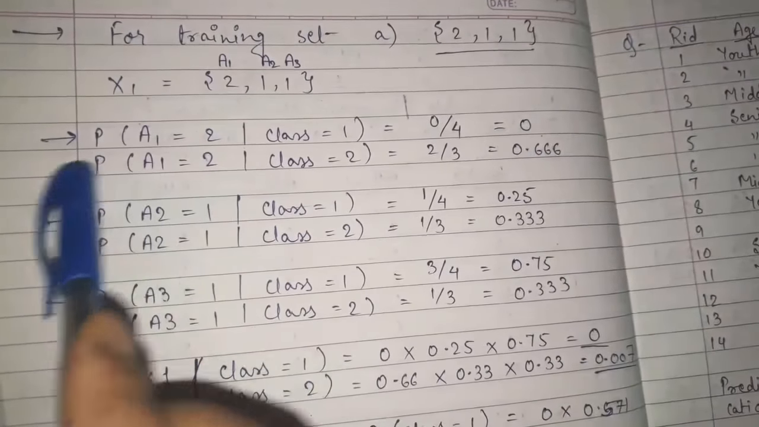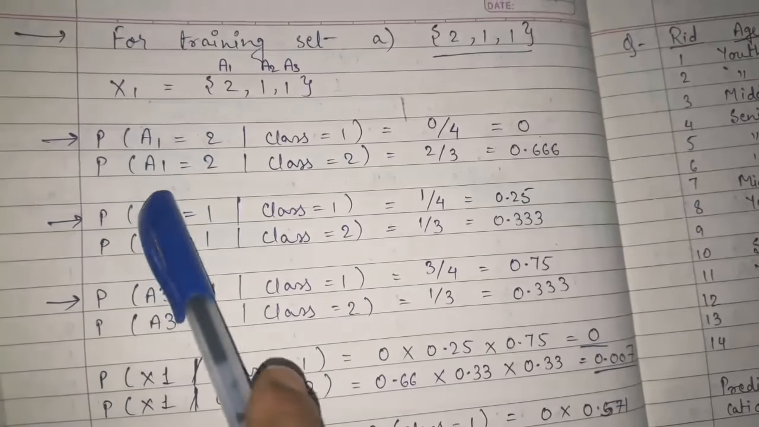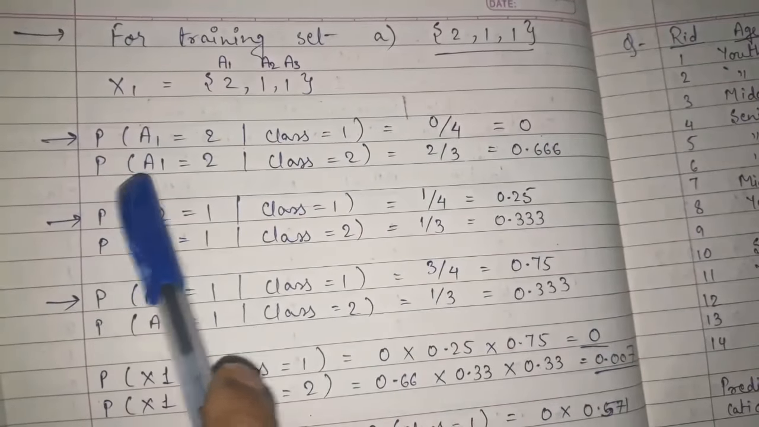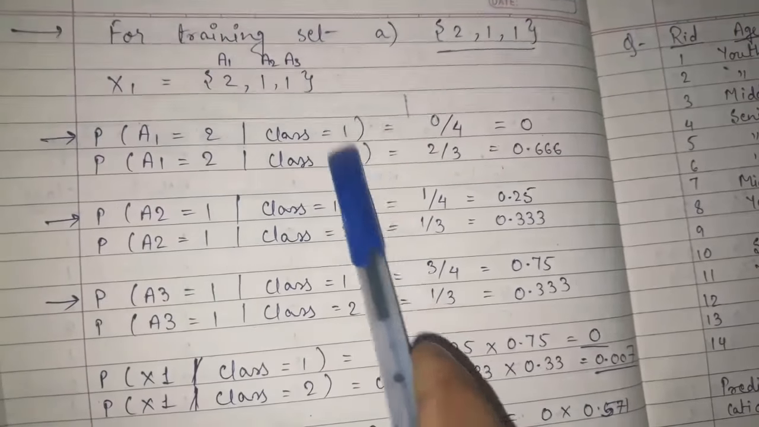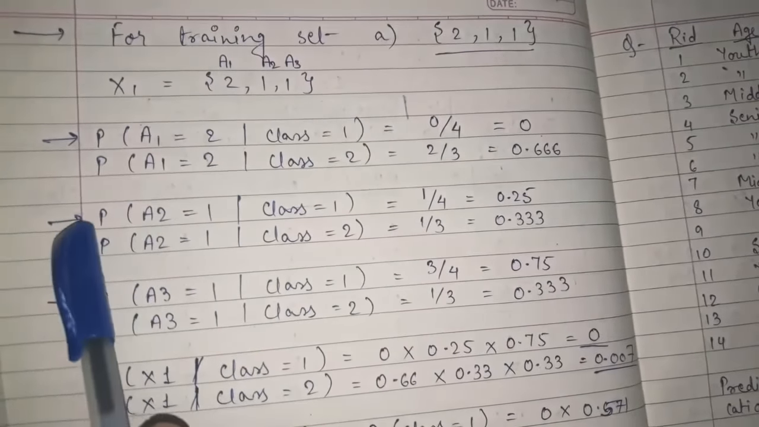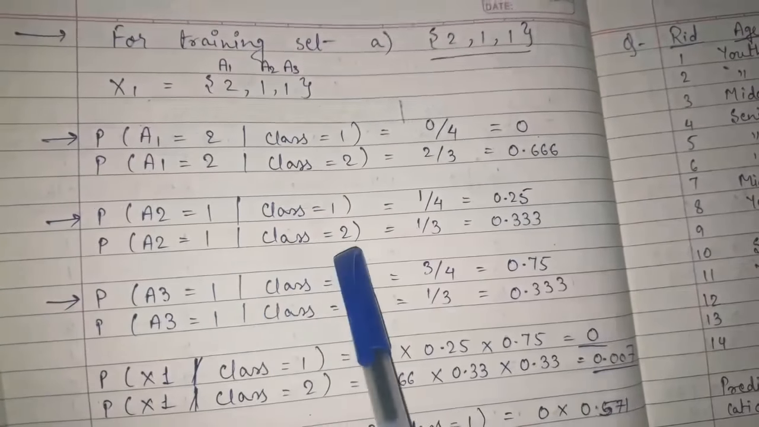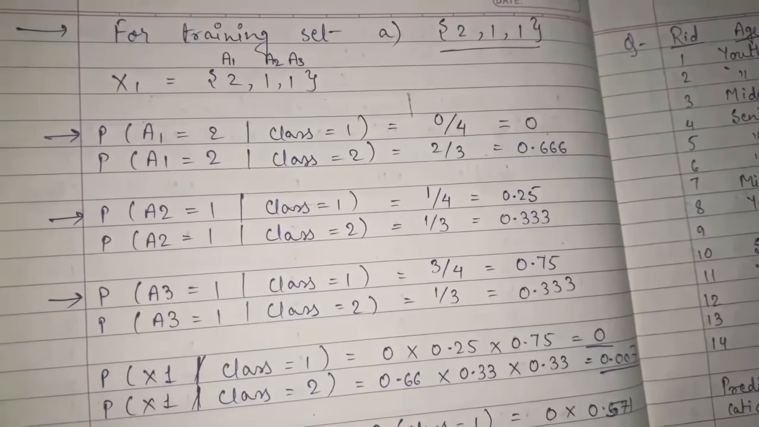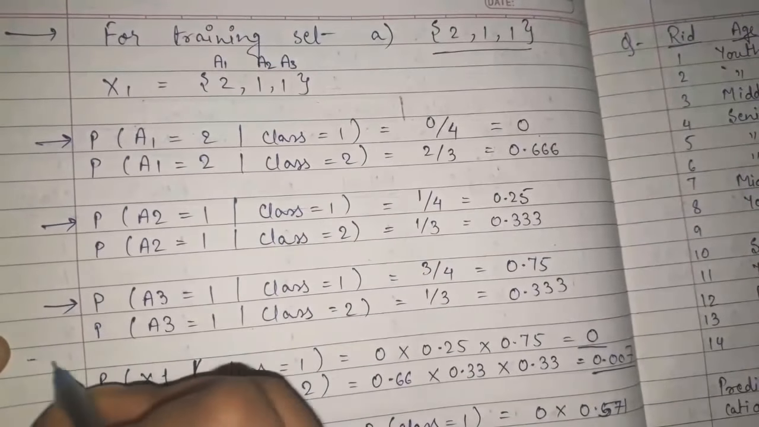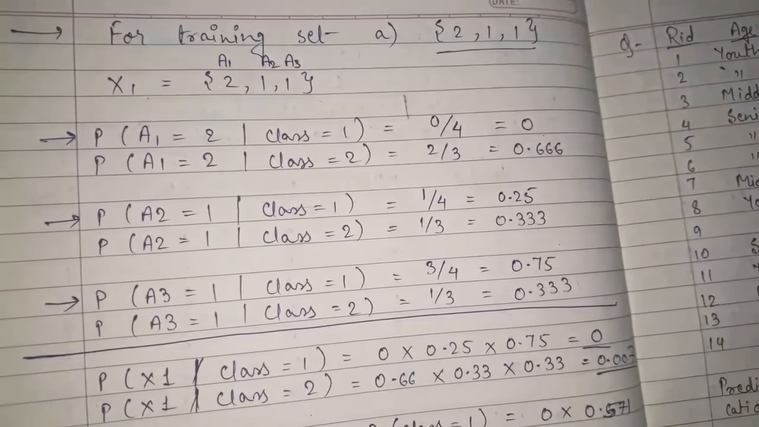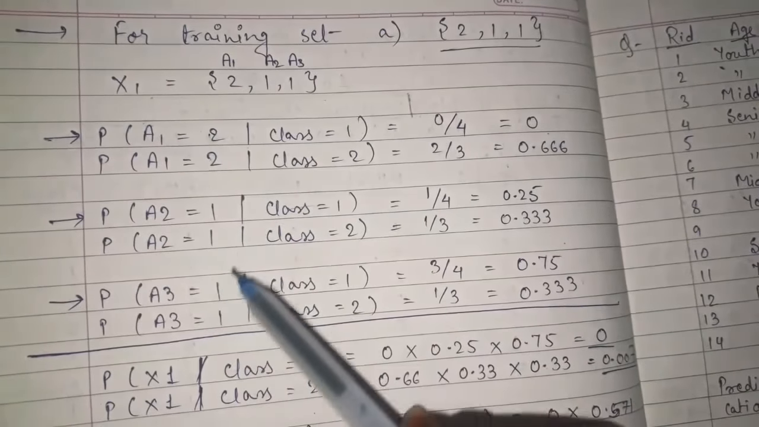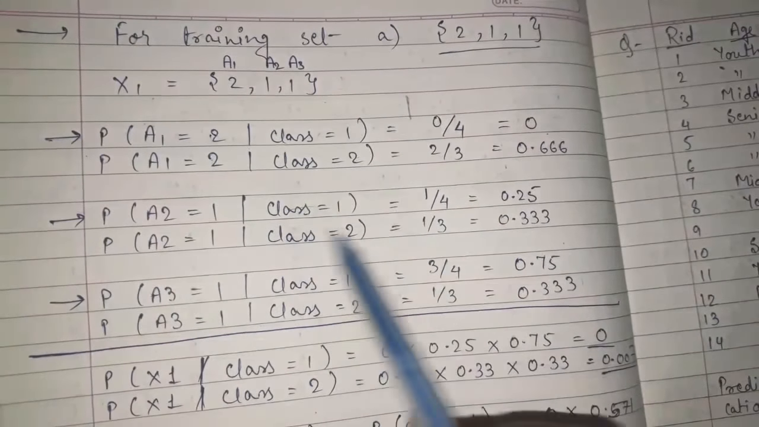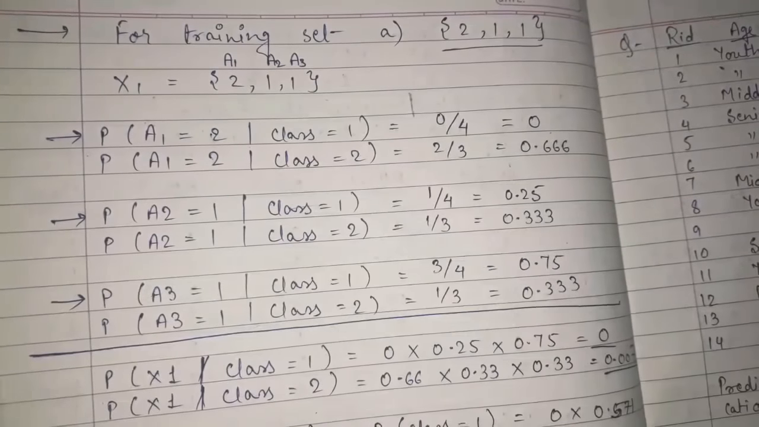So what will be the next step? We will find out the probability of A1 equal to 2 and class equal to 1. Similarly, probability of A1 equal to 2 and class equal to 2. The same thing we will do with all the attributes: probability of A2 equal to 1 with class 1 and class 2, and probability of A3 equal to 1 with class 1 and class 2. Fine. So first we will find these 6 probabilities. We are taking the attributes one by one and finding out the probability along with class 1 and along with class 2. This we will do with all the 3 attributes.